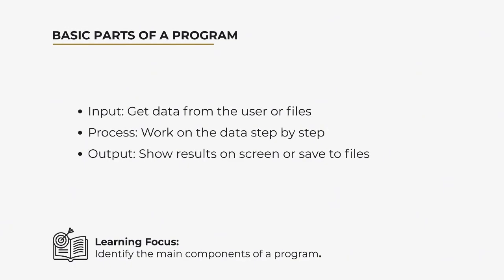Basic parts of a program. Every program has 3 main parts. The first part is input. Input is the data we give to the computer. The second part is process. Process is how the computer works on the data, step by step. The third part is output. Output is the result. It may appear on the screen or be saved in a file.